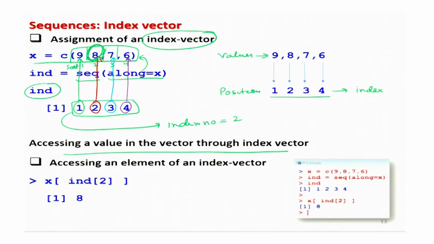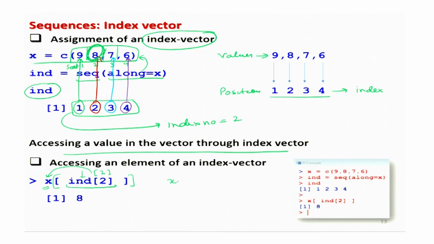First you create the index vector, and then you write down the position in the index vector that you want to access. This has to be written like this: ind, and then inside the square brackets you write the location or the value in the index vector. And then you write the data vector X in which you want to find out what is the value at the second place, and you write it inside the square bracket.